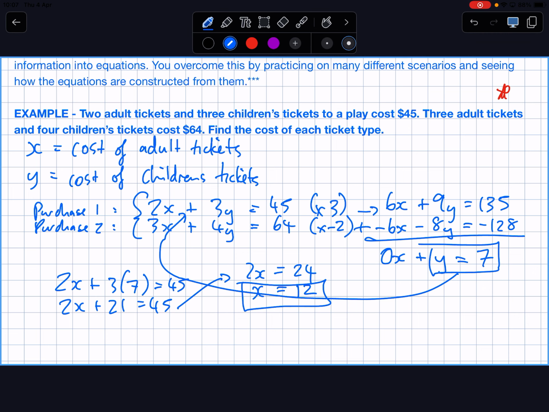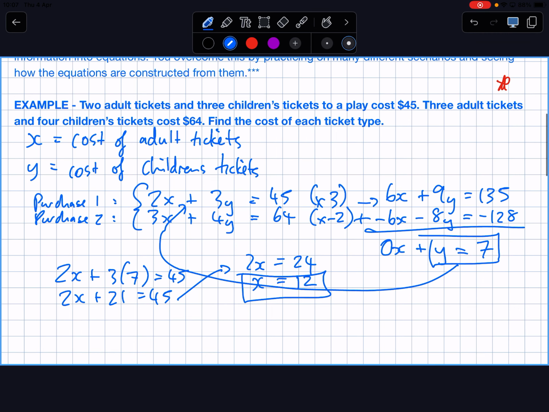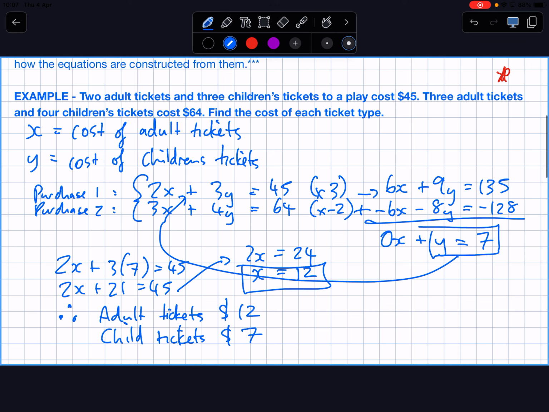Have I answered in context of the question yet? X and y don't mean anything right now. So therefore, if you've ever wondered what a little triangle of dots means, that means therefore adult tickets are $12, children tickets $7. Can you get that example down, please?